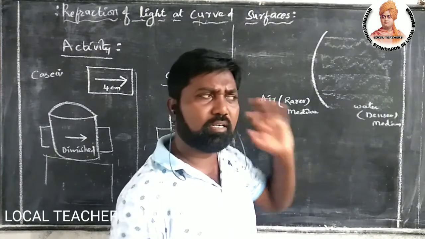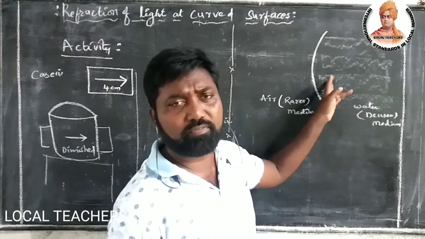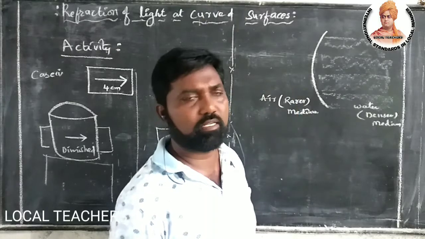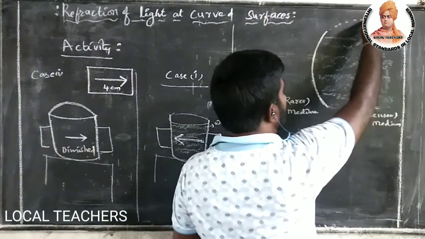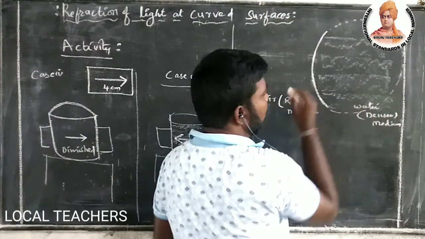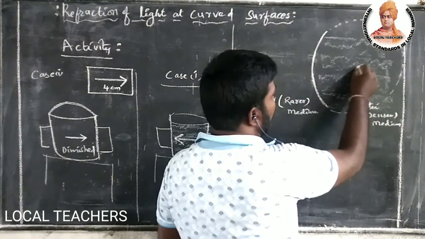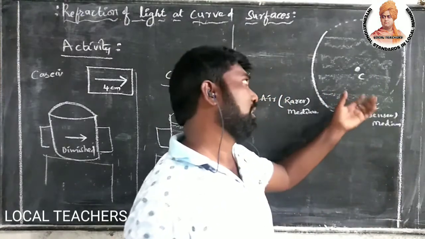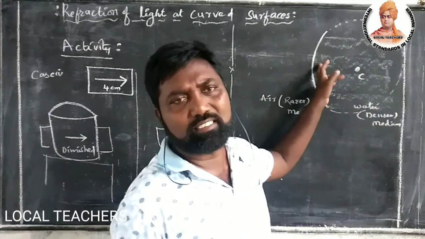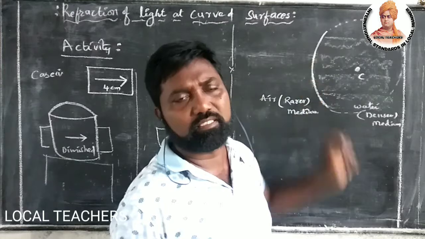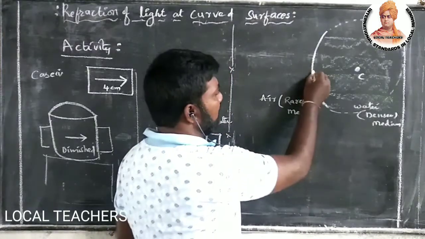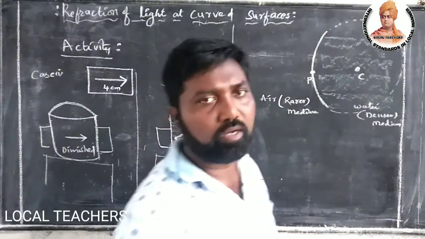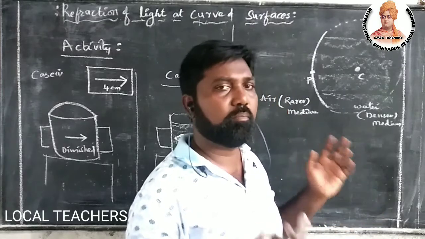So here basically we know how we got this curved surface. This curved surface is nothing but a part of a sphere. If we extend it like this, we will get a sphere shape. The center of the sphere is the center of curvature, so the sphere center is the center of this curved surface. The midpoint of the curved surface is denoted by P, that is the pole.